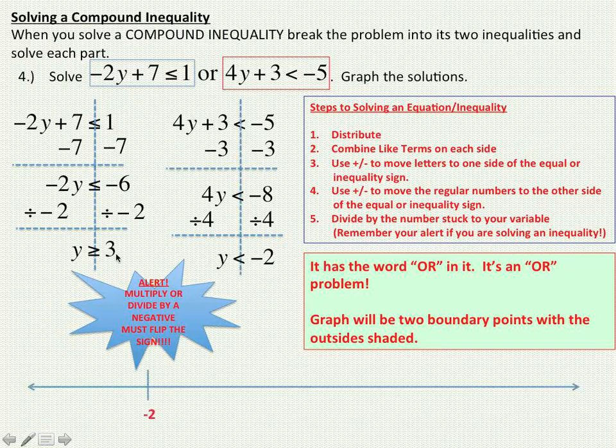So here's your points, -2, 3. All right, open circle on the -2. Notice, even though this one was on the left, when you go to graph it, it's got to be on the right because it's actually bigger than -2. So on your picture, you have to put them in the right order from smallest to biggest. Less than -2, open circle. Greater than or equal to 3, closed circle. It's an OR problem, so you're going to shade the outsides. All right?